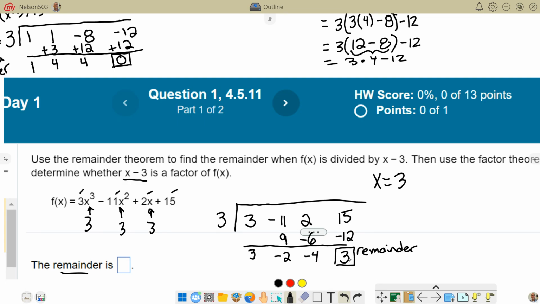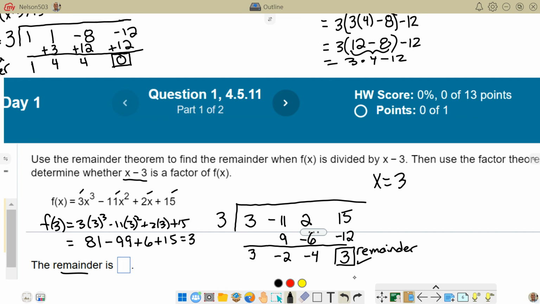And you might be still a little confused, like, what's this 3 all about? Well, look, if I put 3 in, I said I wasn't going to do it, but now I'm going to do it just to prove my point here and to check my arithmetic. So if I go 3 times 3 cubed minus 11 times 3 squared plus 2 times 3 plus 15, some of this is hard. 27 times 3 is 81. Here I get 9. 9 times 11 is 99. Then I got plus 6 plus 15. 81 minus 99 is negative 18. Negative 18 plus 12 is negative 12. Plus 15 is 3. Oh, look at that. I got the same thing, right?